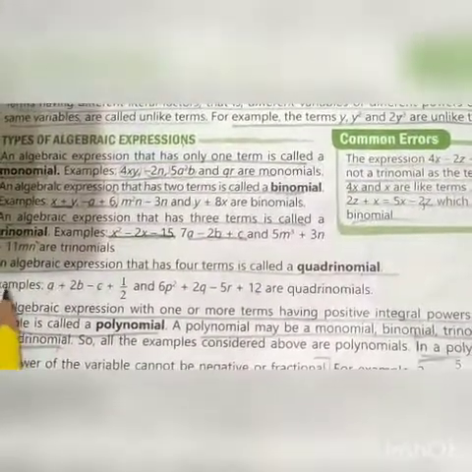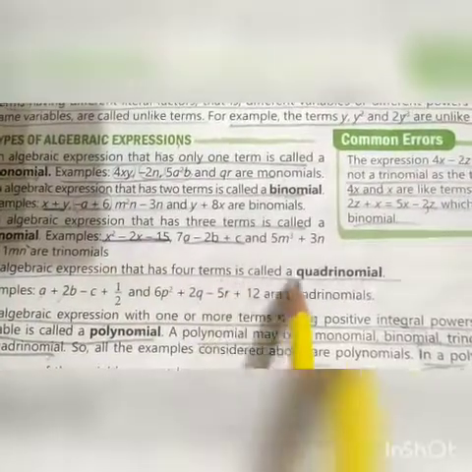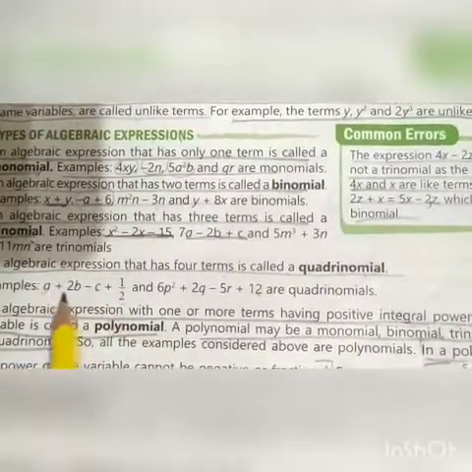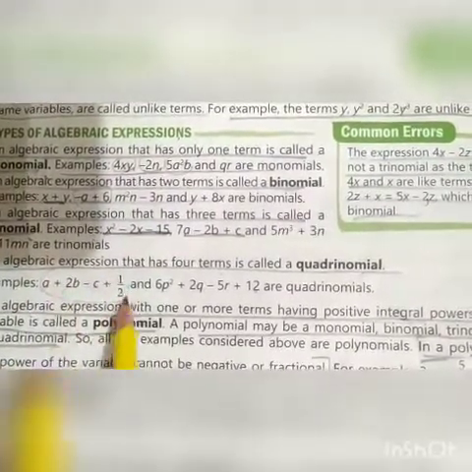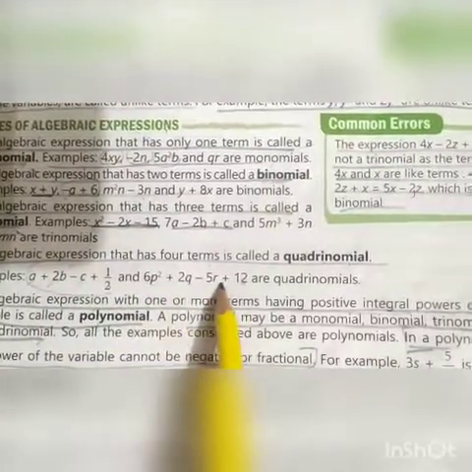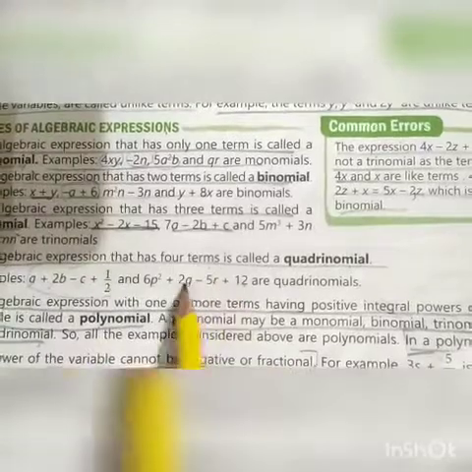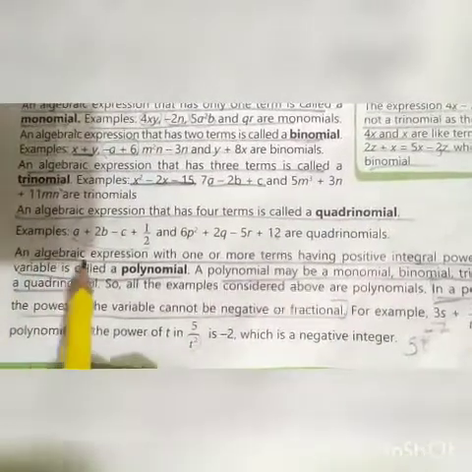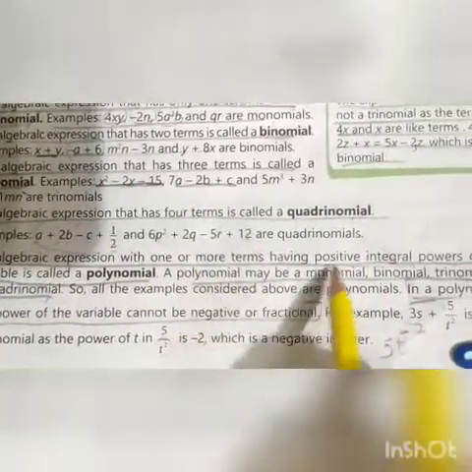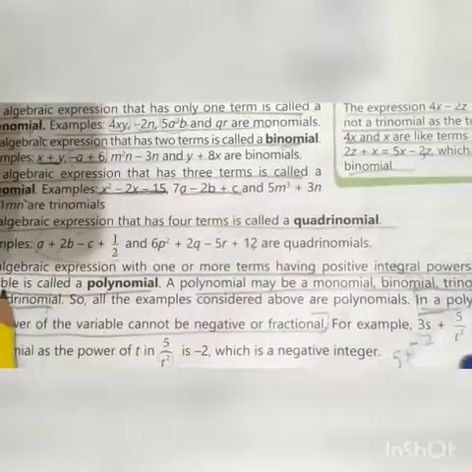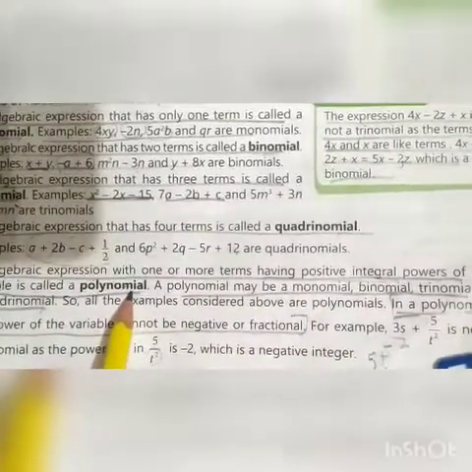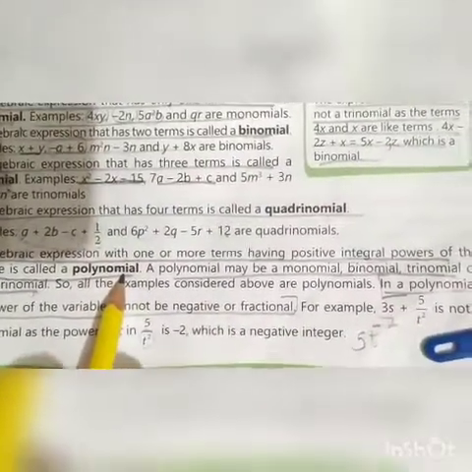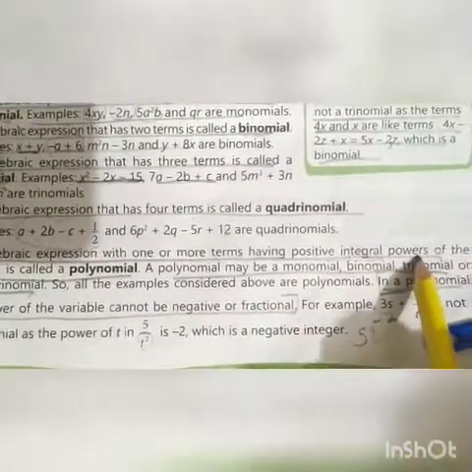Next is quadrinomial. An algebraic expression having 4 terms is known as quadrinomial. See, a plus 2b minus c plus 1 upon 2. These are 4 terms. 6p square plus 2q minus 5r plus 12. These are 4 terms. So these two expressions are examples of quadrinomial. Next definition: an algebraic expression with one or more terms having positive integral powers of the variable is called a polynomial. It means monomial, binomial, trinomial, quadrinomial, all are polynomial if they have positive integral powers.